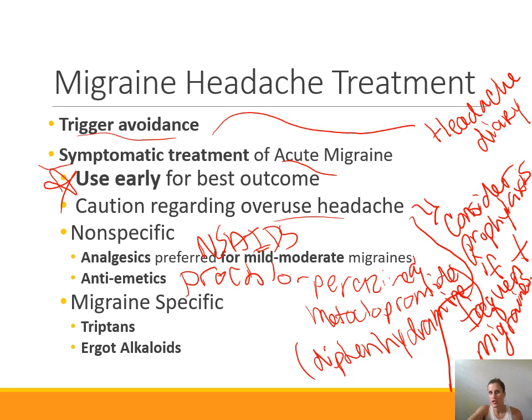Now, for more severe migraines, we use migraine-specific drugs. That includes triptans and ergot alkaloids, which we'll talk about in a moment. You'll notice I did not mention opioids. Opioids are highly overused, especially in the emergency room for migraine headaches. Opioids should be reserved for rescue meds when other treatments for severe migraine are not successful. So when a patient comes into the emergency room with a severe headache or a severe migraine, the first choice should not be to give them an opioid. Again, these are really highly overused in the emergency department.